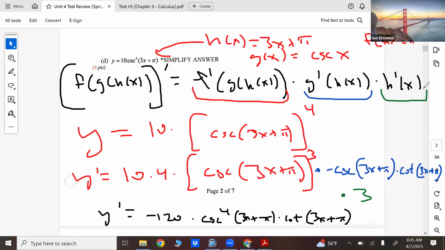So see how I color coded it? So the outside is raised to the 4 power. I moved the 4 to the front, dropped it by 1, kept the inside intact. Then what's in the middle? Cosecant. I drew the cosecant in blue, right? Kept that inside intact. The negative cosecant cotangent times 3, sorry, the times 3, the inside, which is 3. Clean it all up, and you get this.